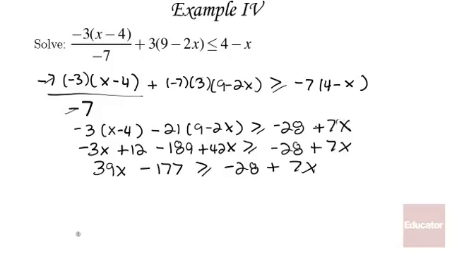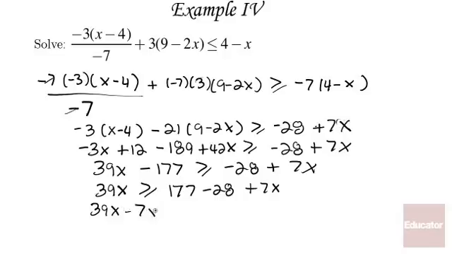Next step is to isolate the x. So I'm going to add 177 to both sides. That's going to give me 177 minus 28 plus 7x. Subtract 7x from both sides. 39x minus 7x is greater than or equal to 177 minus 28. Combine like terms to get 39x minus 7x is 32x, is greater than or equal to 149.